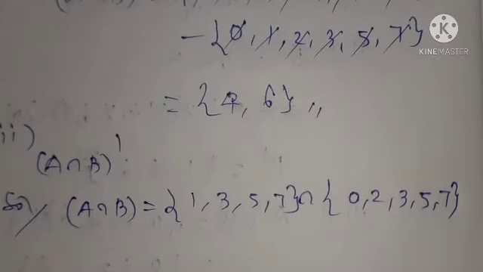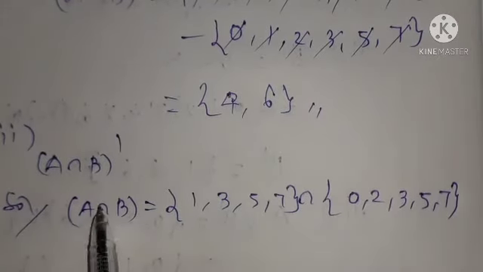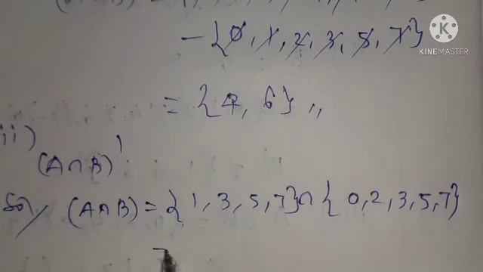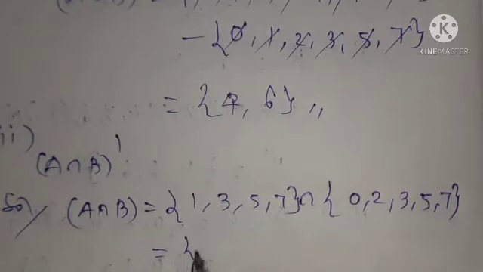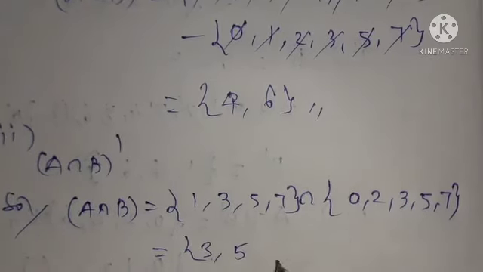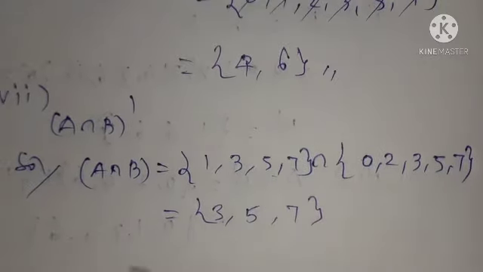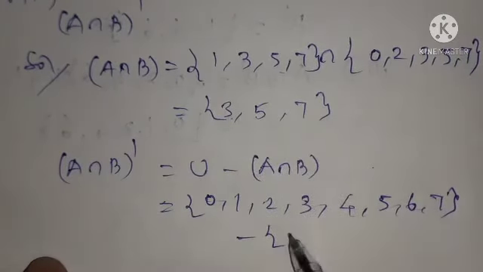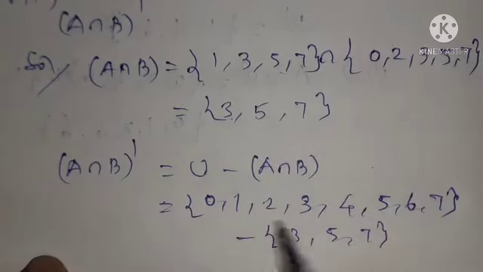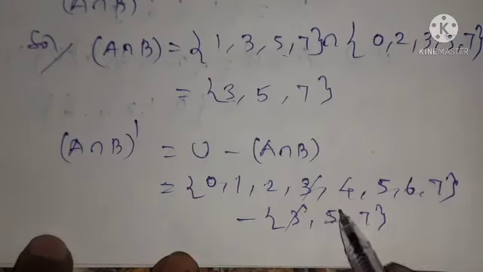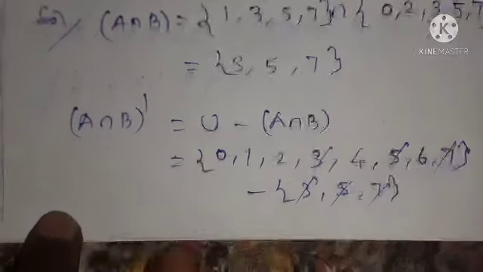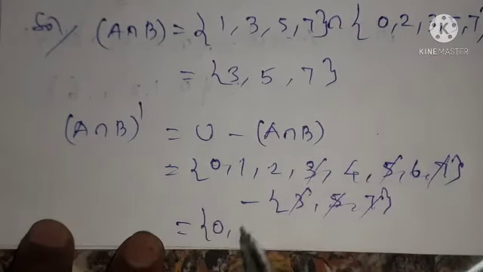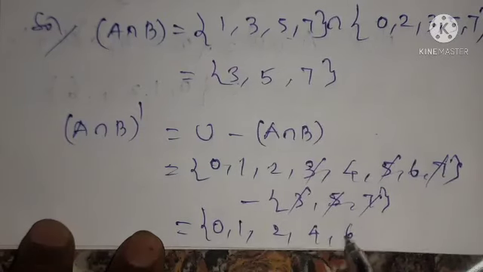Next, A intersection B whole dash equal to, first find A intersection B. A intersection B means common elements of both the sets A and B. Common elements 3, 5 and 7. So now A intersection B whole dash equal to universal set minus A intersection B. A intersection B elements 3, 5, 7. Strike out the common elements. 3 is common to both the sets, 5 is common, 7 is common. Write the remaining elements. A intersection B whole dash: 0, 1, 2, 4, 6.